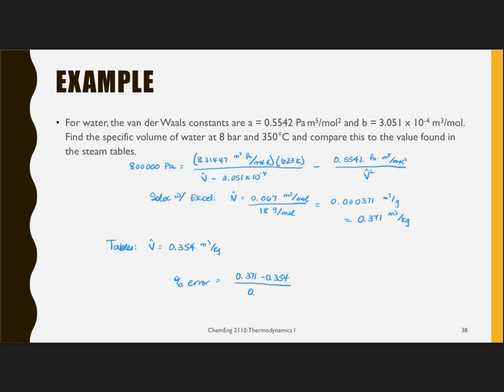Any equation is only going to be an approximation. So dividing by the correct one, 0.354, this gives me 0.049 or 4.9% error. In other words, it does a pretty decent job. If I want to minimize my error, improve my precision, I'm going to use data tables. But equations can get me within, in this case, 5% of the actual value.